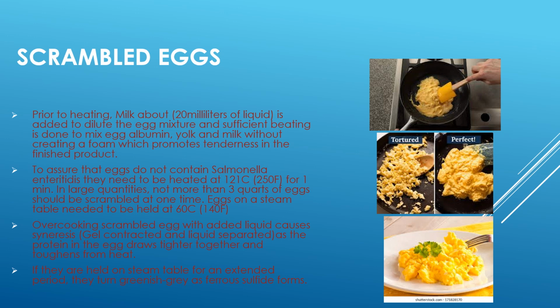So a good scrambled egg should look very creamy and light and be pleasing in appearance. If they are held on a steam table for an extended period of time, they turn greenish gray as ferrous sulfide forms. Ferrous sulfide should not be formed while making scrambled egg.